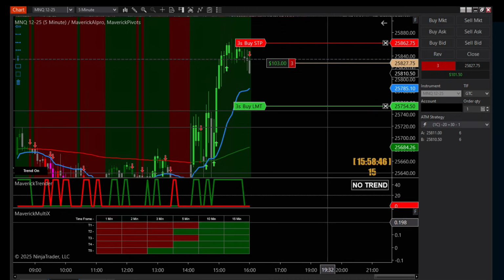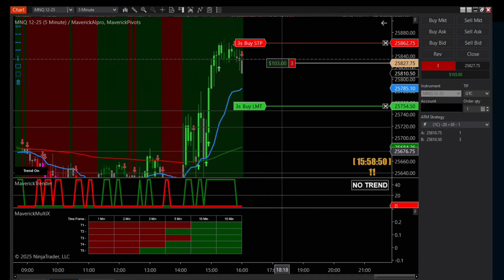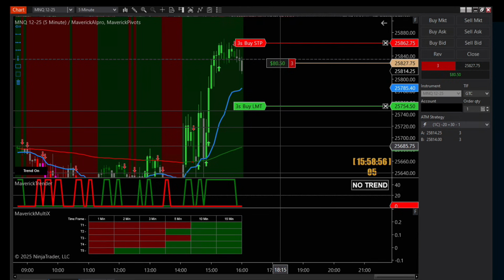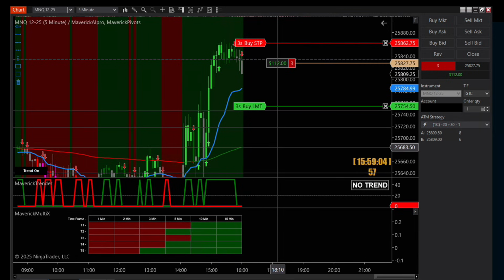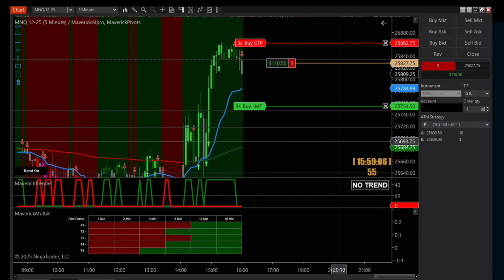This is such a sharp move. The Maverick trender has not shown a trend yet, so I'm a little like, ooh. I like all my indicators to line up. But we're not risking a ton here. We're just in 3 micros. And again, I say this all the time: these are the indicators I wish I had when I first started trading, right?